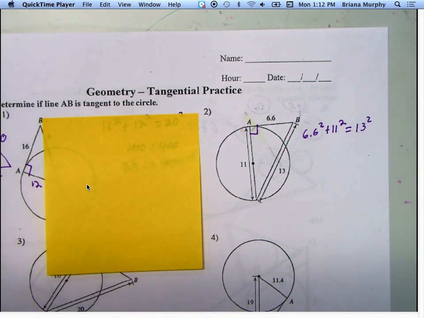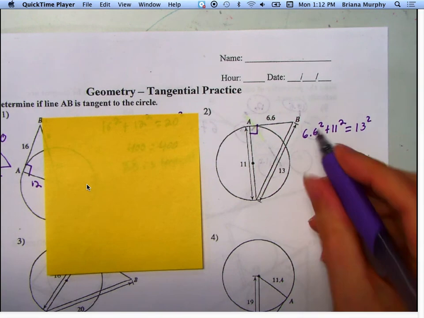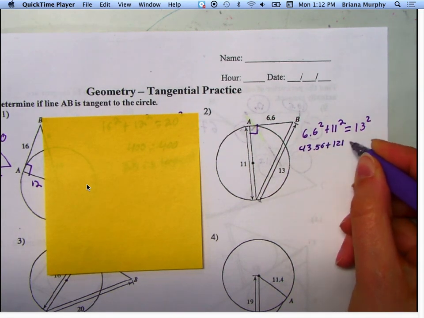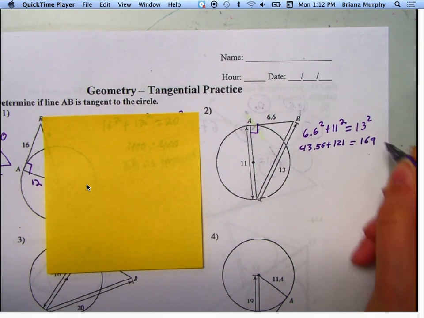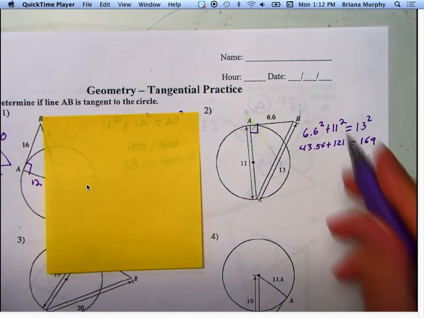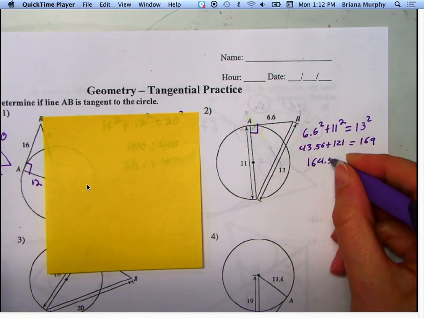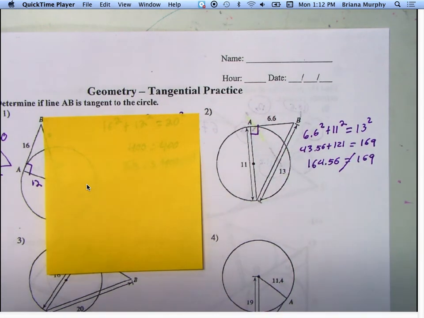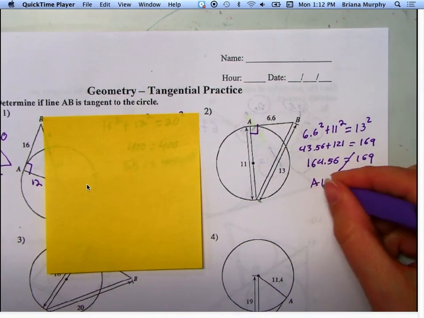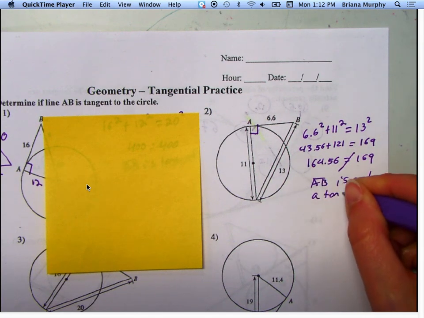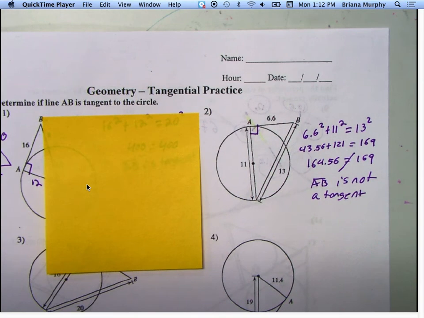So I'm going to take 6.6 squared, gives me 43.56, plus 121 equals 169. So 43.56 plus 121 equals 164.56. Does that equal 169? No. So is AB a tangent? No. So AB is not a tangent. Does that make sense? So you're just doing the Pythagorean theorem.